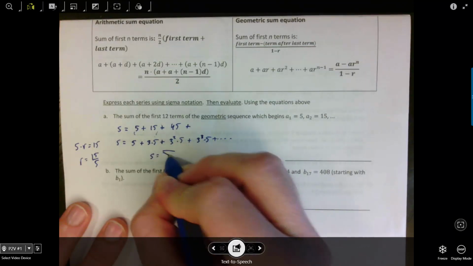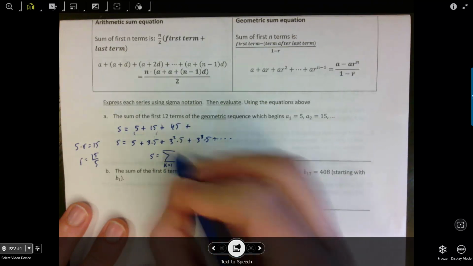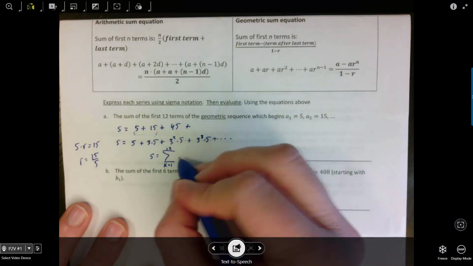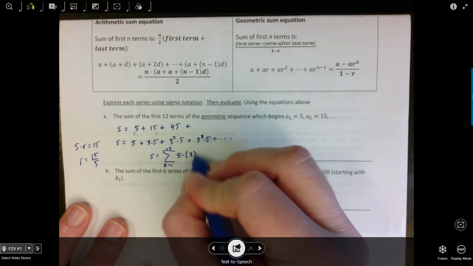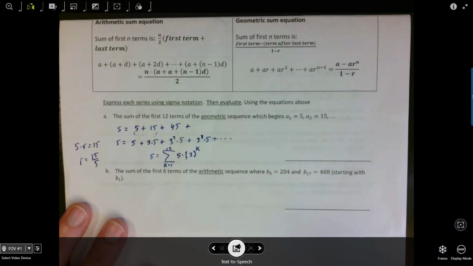So I've got a sum. How many terms? It looks like 12 terms, so k will start at 1 and go up to 12. That is not the only way to do it, but it's certainly, I think, the most convenient. I've got 5 times 3 to the power of k. Well, that would be a very natural thing to write, but let's pause and think if that makes sense.